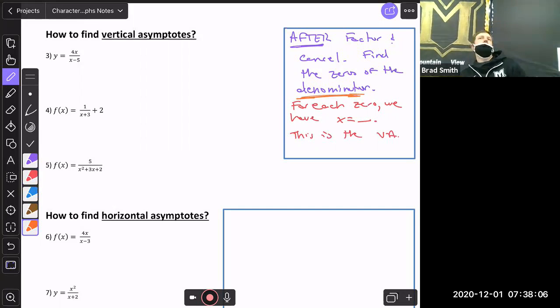So after we factor and cancel everything, we're going to find the zeros of the denominator. And that's going to be our vertical asymptote. So we're always going to have x equals a number. Because it's an equation, it's a vertical line. So remember, a vertical line is always x equals a number. So this will always be x equals as well.